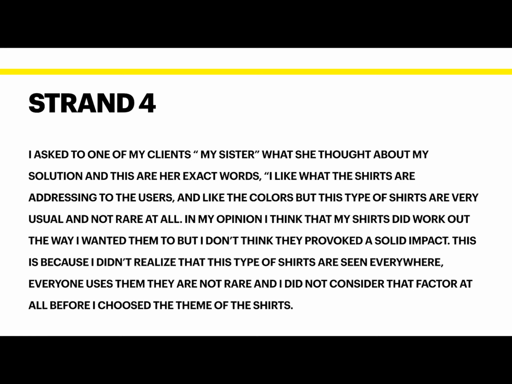For strand 4, I asked one of my clients what they thought about my solution of my final product. Their exact words were, "I like what the shirts are addressing to the users, and I also like the colors, but this type of shirts are very usual and not rare at all. In my opinion, I think that my shirts did work out the way I wanted them to, but I don't think they provoked a solid impact."